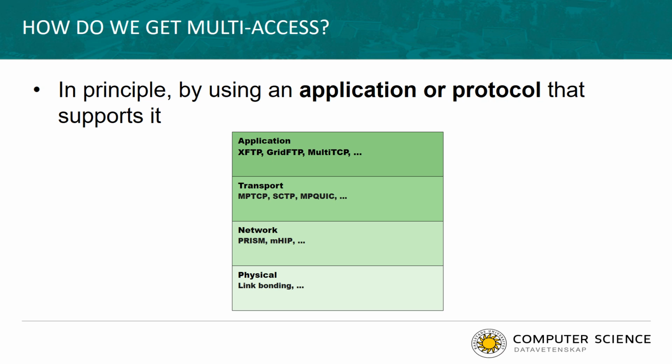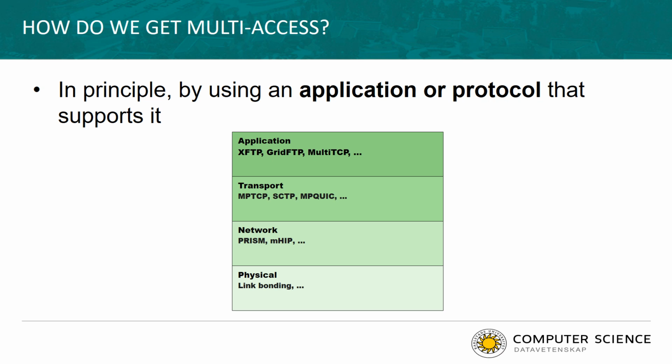Applications like XFTP or Grid FTP, for example, use multiple TCP connections to improve the performance of FTP. Another example is multi-TCP, which uses multiple TCP connections for multimedia streaming. So here each application provides the multi-access or multipath support. Another option is to implement it in the transport layer, making this service available to all the applications that run on top. And this is the approach if we use, for instance, multipath TCP.